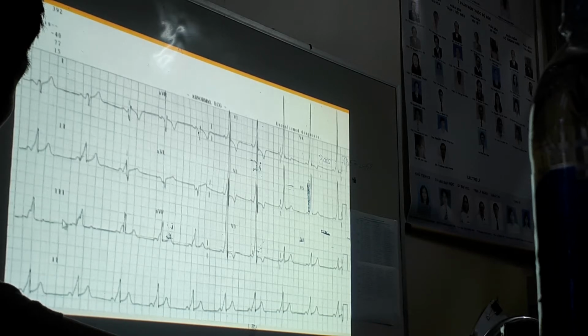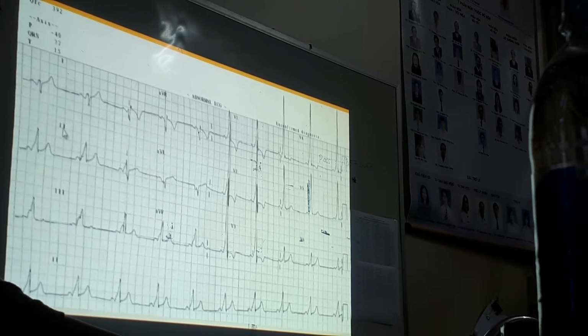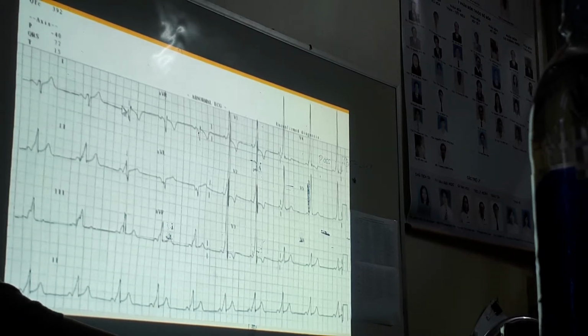Sinus. How do you know it's sinus rhythm? P wave. Upright P waves in lead 2, and downward P waves in aVR. So perfect. Rate, rhythm, and then axis.